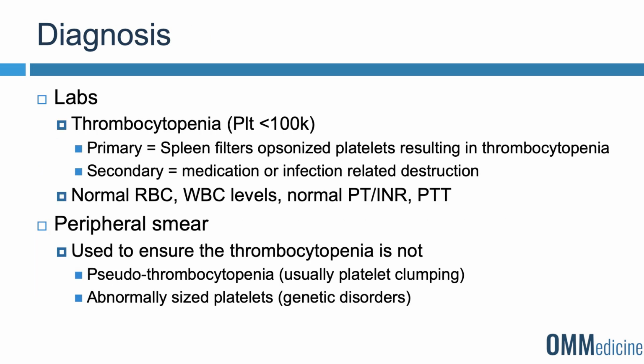Now let's move on to how we would actually diagnose a patient with ITP. And so as we will always do, we will get routine labs, and we would expect to see thrombocytopenia, hence the name. So we would expect to see a platelet count less than 100,000.